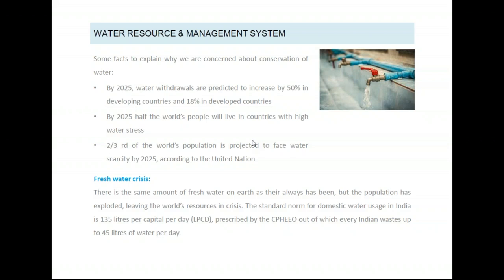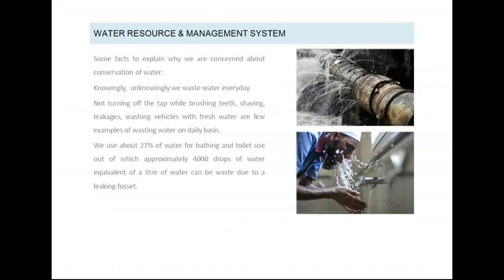Now, other facts of conservation of water. Unknowingly, we waste water every day. Next slide, please.